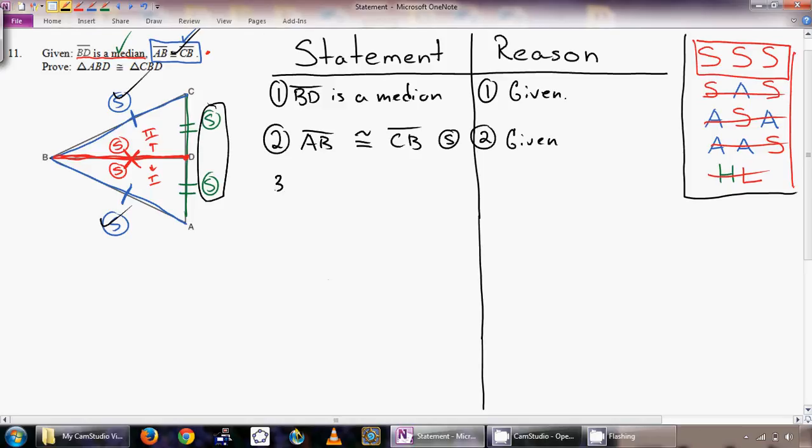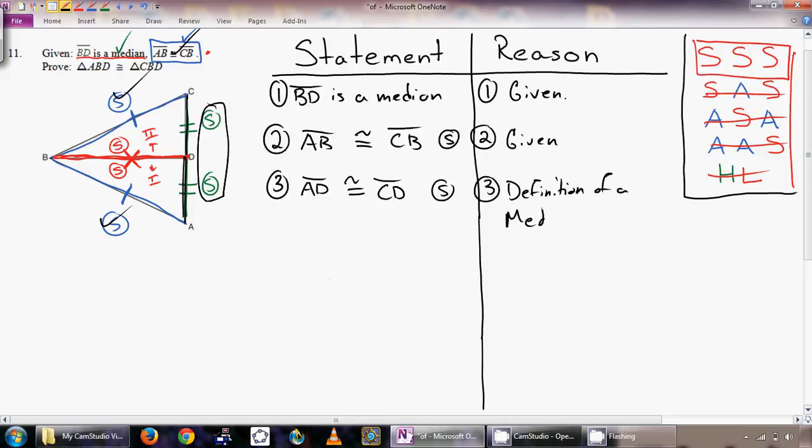And then I'm going to say 3. Side AD is congruent to side CD. That's another side. How did I know that? Well, that's the definition of a median. If I've stated I have a median, then I can use that later to say something further like this, and then just invoke the definition in order to accomplish that. So I've got 2 pairs of congruent sides.